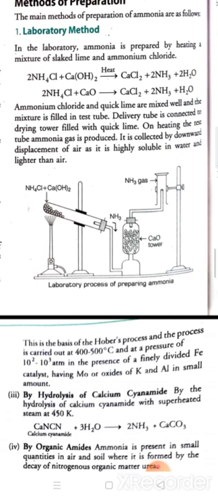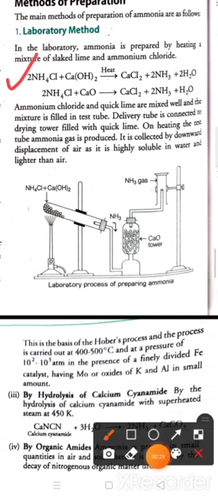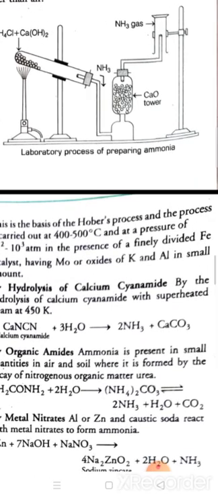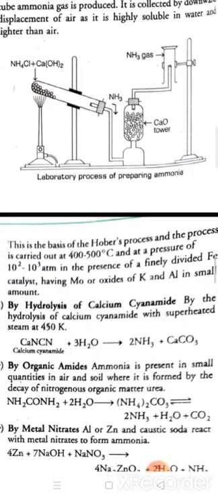Now we are talking about the laboratory method. In the laboratory, ammonia is prepared by heating a mixture of slaked lime and ammonium chloride. So this is slaked lime, that is calcium hydroxide, and ammonium chloride. When heated together, they will form calcium chloride, ammonia, and water. This is the laboratory setup by which we can form ammonia.